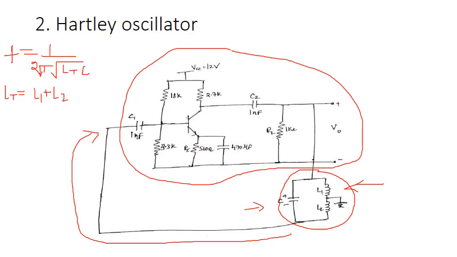So these are the different oscillators. One is the RC phase shift oscillator, then the crystal oscillator, then the LC oscillators: one is the Colpitts oscillator, and the second one is the Hartley oscillator.